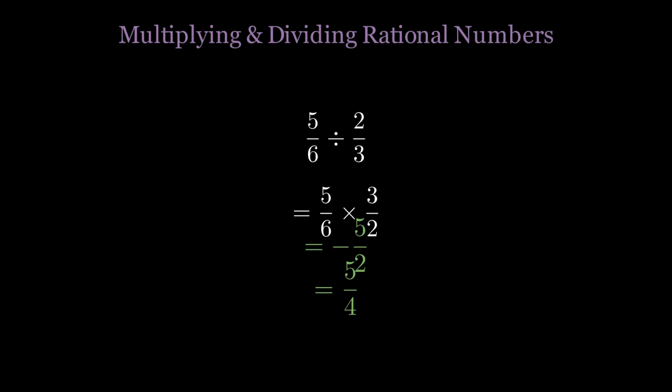Canceling the 3 against the 6 leaves a 2 in the denominator. Multiplying across gives us our complete answer of 5/4.